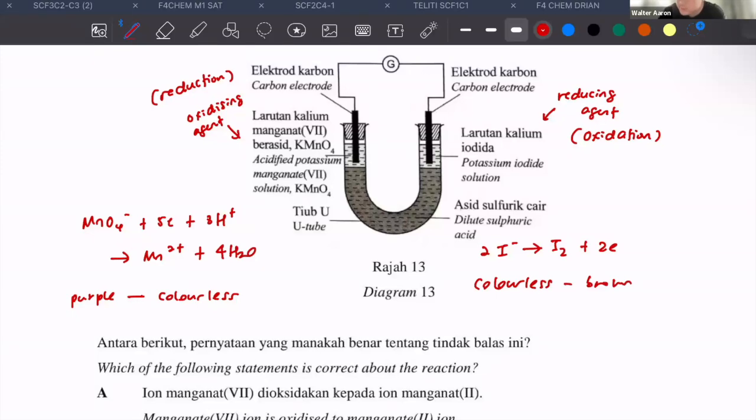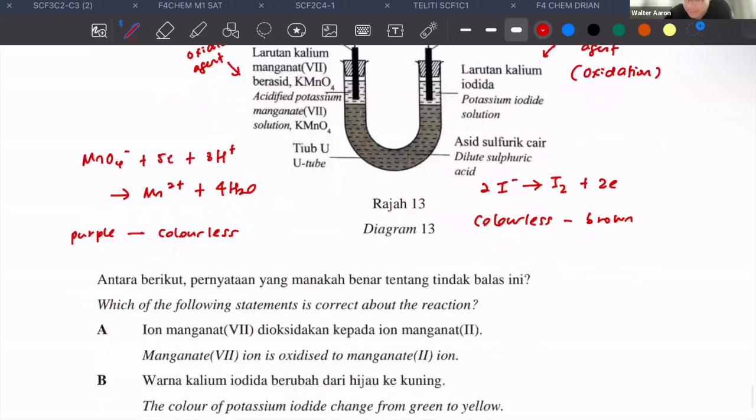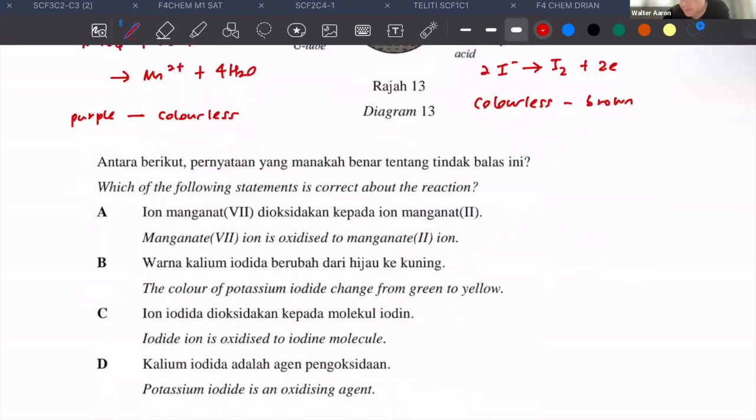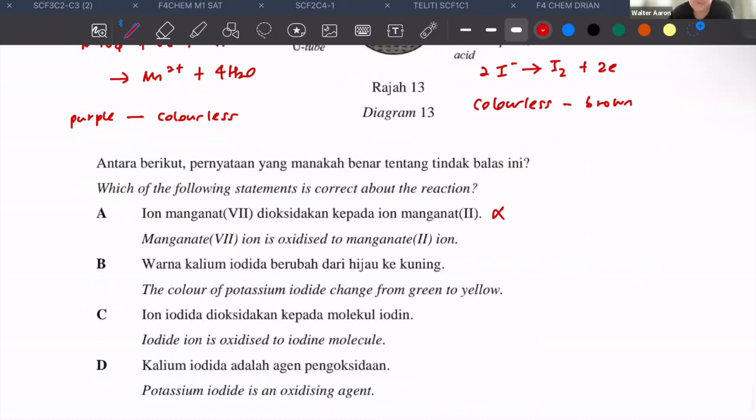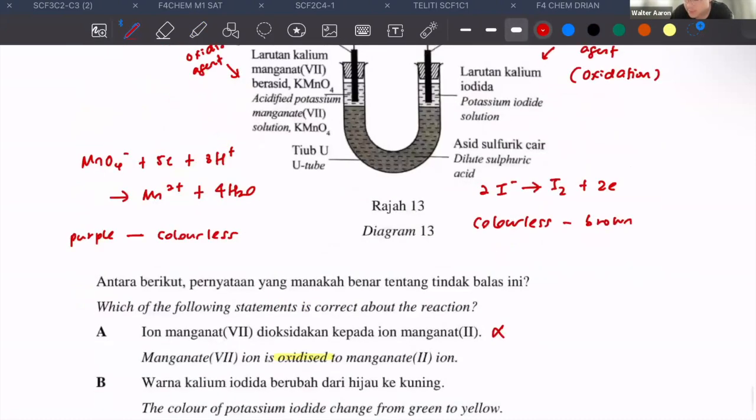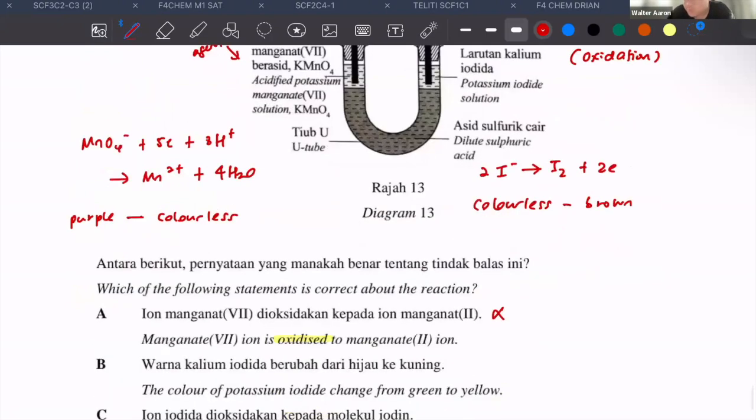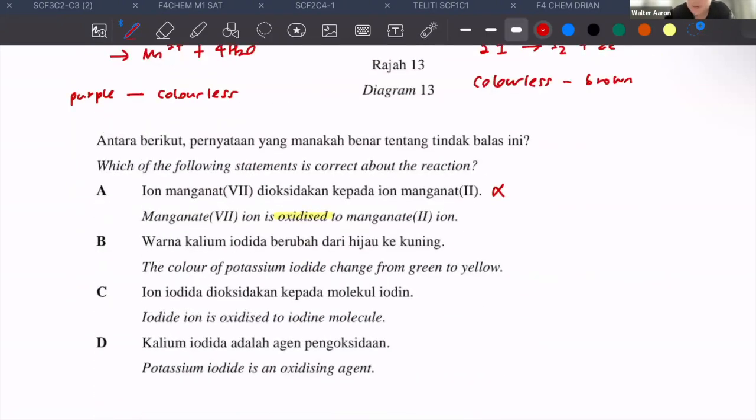So that's why you'll be able to see on both sides of the area. So manganate 7 ions oxidized to manganate 2, wrong. 7 reduced to 2, not oxidized. So therefore, the word oxidized here is not suitable, that's wrong. Color of potassium iodide changes from green to yellow. No, it's wrong. It changes from colorless to brown.